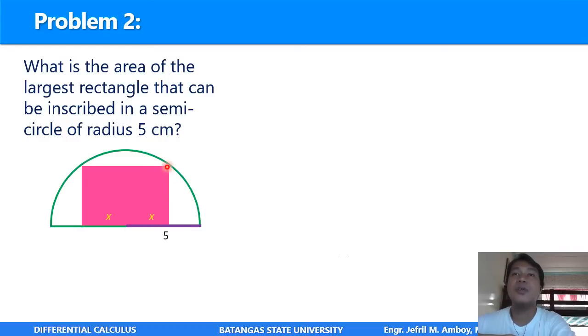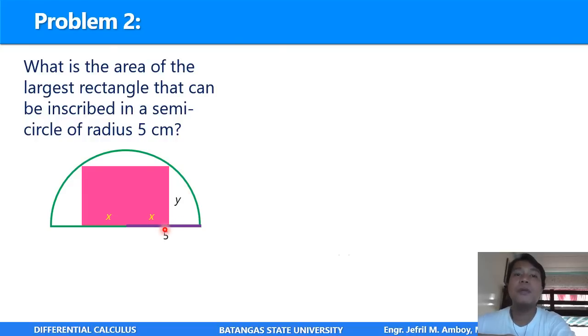So, ano naman yung kanyang width? Ito yung width niya. So, wag na x ang gamitin mo kasi nagamit na natin yung x. So, this time, y naman, halimbawa, yung gamitin natin. Okay? So, now we can express the area of this rectangle. Okay? So, what is the next step?